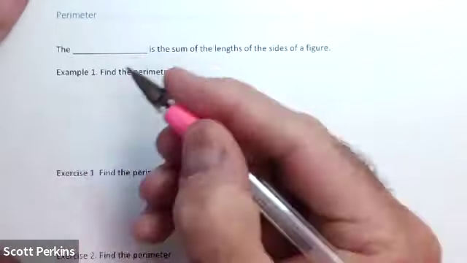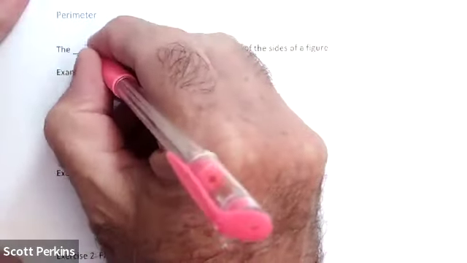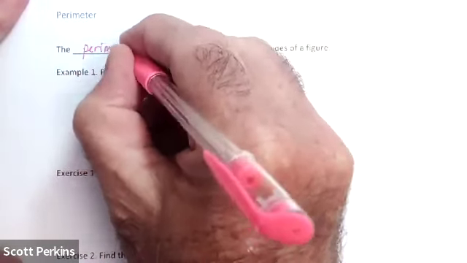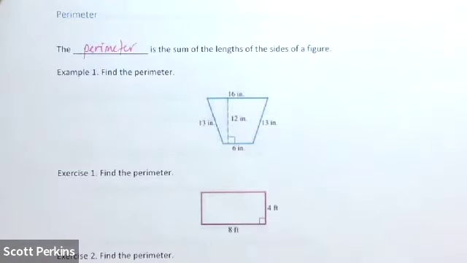So the definition here is the perimeter is the sum of the lengths of the sides of a figure. I don't think you should memorize any sort of formula for perimeter, although some books give you formulas for things. All you have to remember is perimeter is what you get when you add up all the sides. Okay, so just keep that in mind as we're going through.